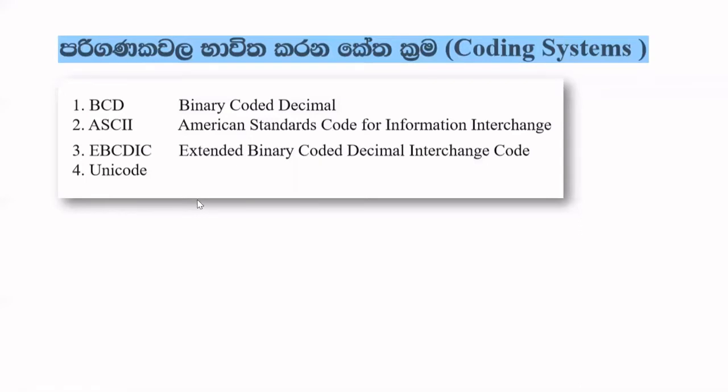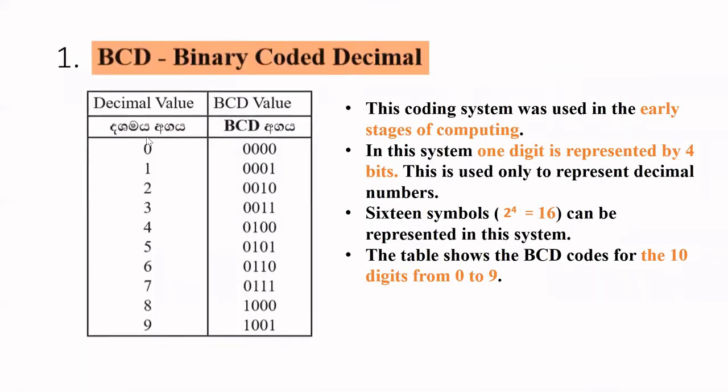Now first of all we have to discuss BCD, binary coded decimal. That is very important. This coding system was used in the early stages of computing, because nowadays we are using Unicode. In the old days, computers used these BCD codes before Unicode and ASCII. One digit is represented by 4 bits. Here you can see 4 bits. This is very important: BCD uses only 4 bits.